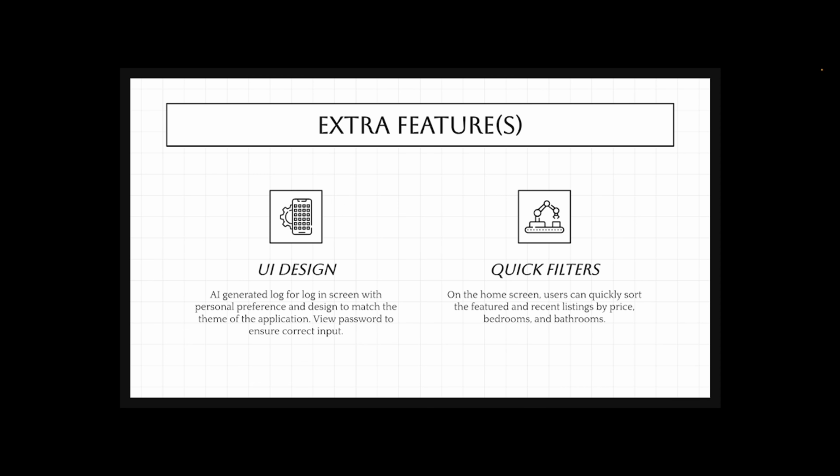And then lastly, we have the extra features. We just had a UI design and quick filters. For the quick filters, users can quickly sort the featured and the recent listings by price, bedrooms, or bathrooms on the home screen, just in case they don't want to go into the whole search screen. They just want to quickly look through the home screen and sort there. There's quick filters that you can apply there.